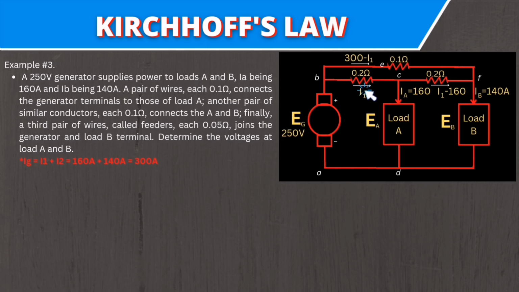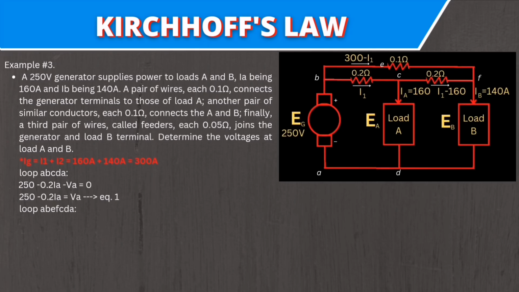So the solution guys, will be like this. Take a look at the circuit, flowing here is I sub 1. And here will be 300 minus I sub 1. And here is I sub 1 minus 160, since load currents are already given. So now we take the loop ABCDA. 250 minus 0.2 I sub 1 minus V sub A, equal to 0, or it can be written as 250 minus 0.2 I sub 1 equals V sub A, which will be our equation number 1.